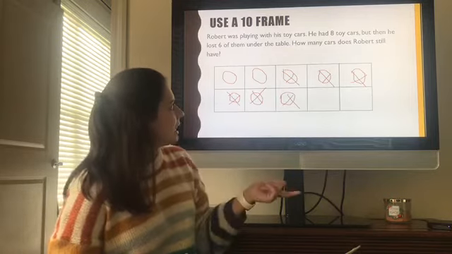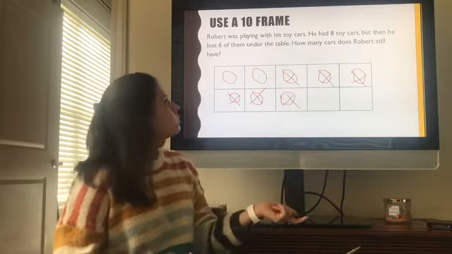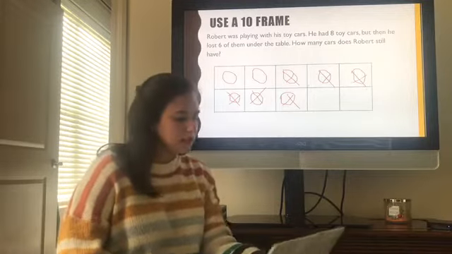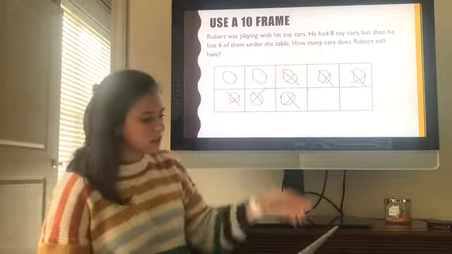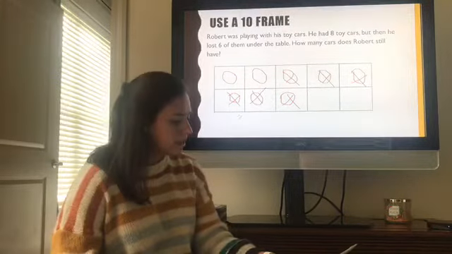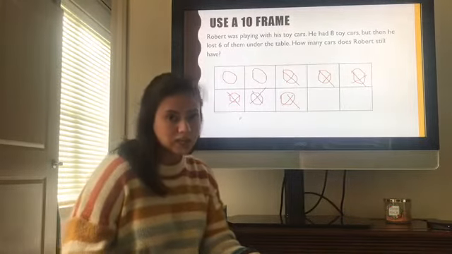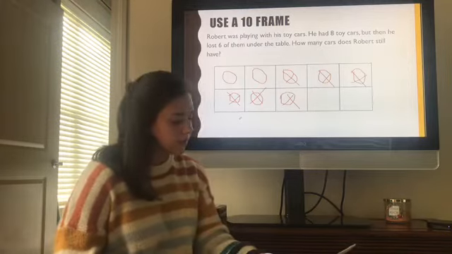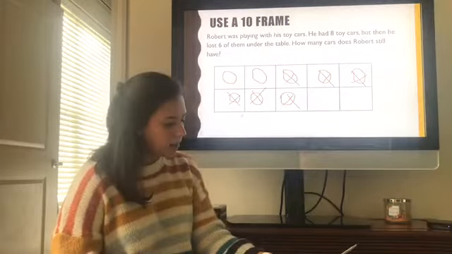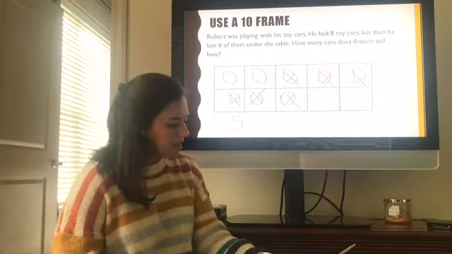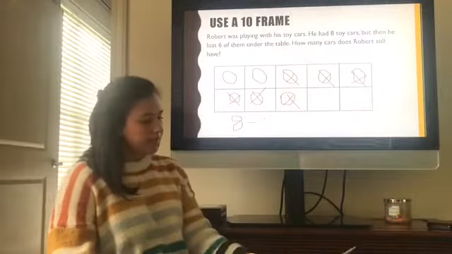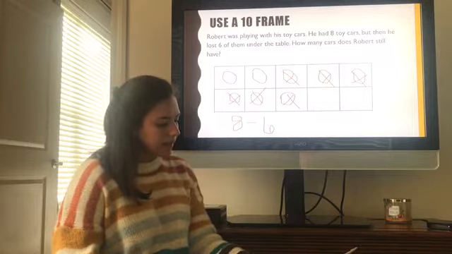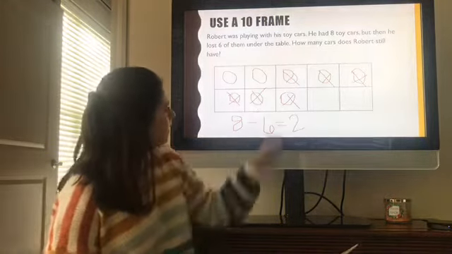And the question is asking me, how many cars does Robert still have? So I can see that I have 2 circles that are not crossed off, so I know that he has 2 cars left. Now I'm going to write the subtraction problem, the number sentence that goes with this problem at the bottom. I started with 8, then I took away, so I'm going to do a minus. I'm going to take away 6, and now it is equal to 2 because I have 2 left over.